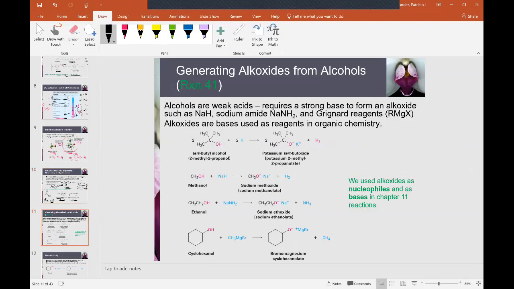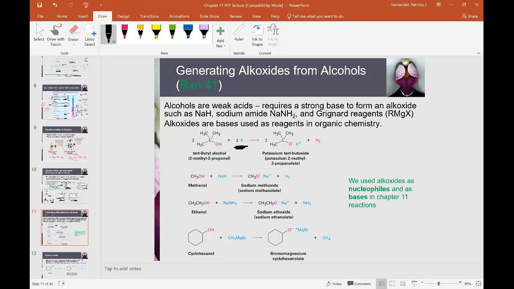Now we have the question, how can we prepare alkoxides? There are several ways in which you can prepare alkoxides. One way is by reaction with an alkali metal. You can use potassium or you can use sodium. Those reactions are rather violent, so you need to be careful when performing that in real life.